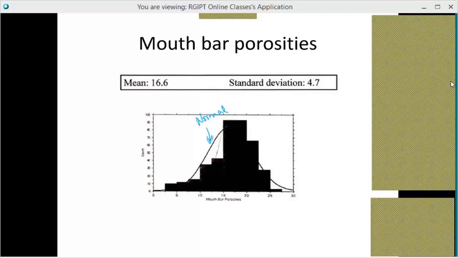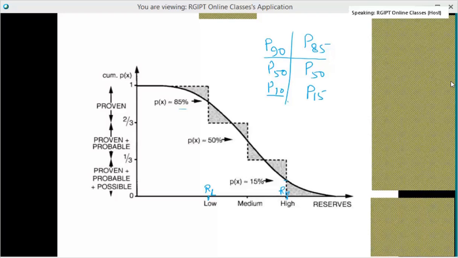So many companies follow these P90, P10, P50 for reporting purposes, whereas they might follow some different numbers for internal purposes, like here P85, P15.